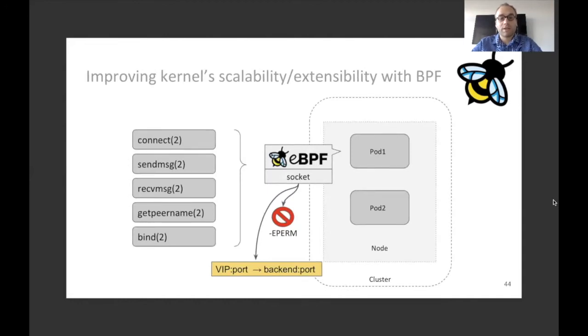One example here is where you can attach BPF programs to sockets so that they get executed on connect, send message, receive message, and so on, system calls. And what you can do with that is, for example, implement load balancing or policy.